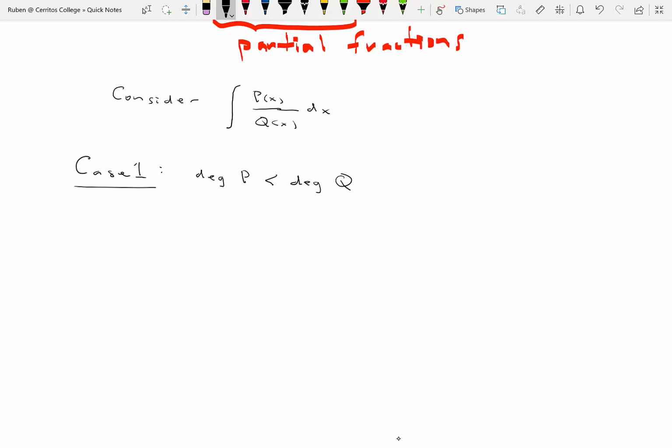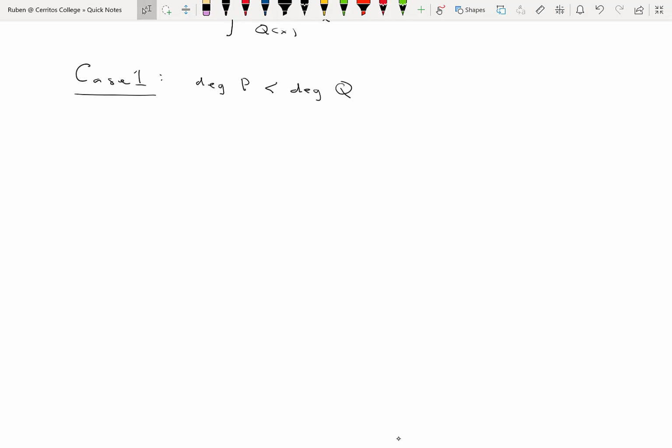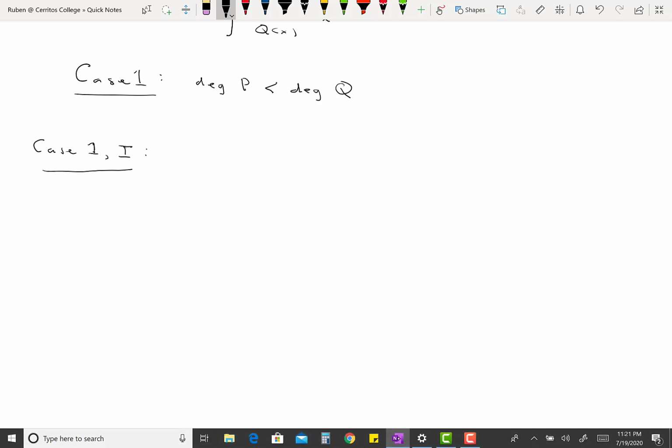What we're going to do is break this major first case down into a few subcases. Okay, so let's say we're looking at case 1, comma, Roman numeral 1. This case is where the denominator is the product of distinct linear factors. That's a really big chunk to chew. The denominator is the product of distinct linear factors.